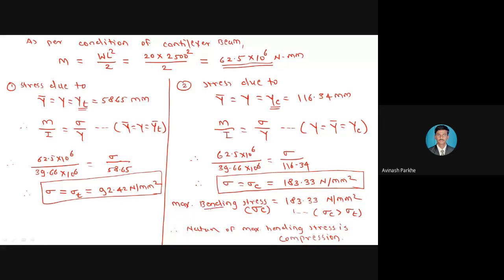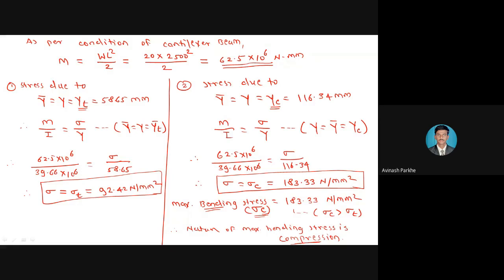Maximum bending stress value पण मिळाली. But what is the nature of that particular maximum bending stress? That is c, as a compression. Therefore, we have considered sigma c as the maximum bending stress. मग त्याचं nature काय असणार आहे? Compression. So like that, we have to write down these two sentences at the end in the form of maximum bending stress and its nature.